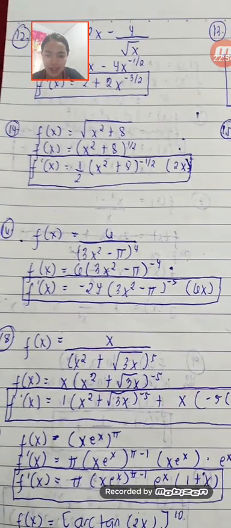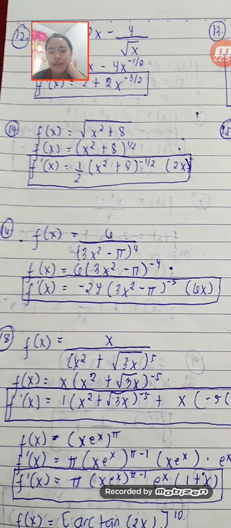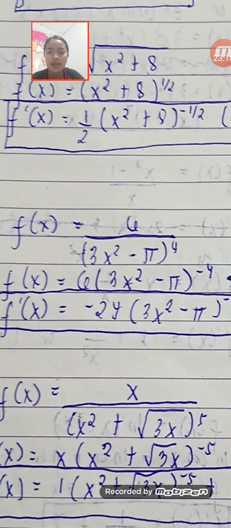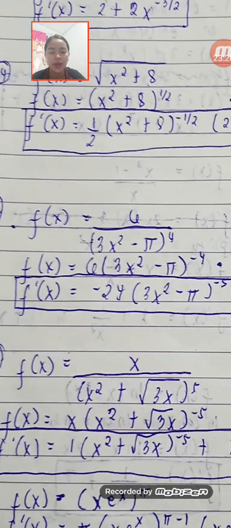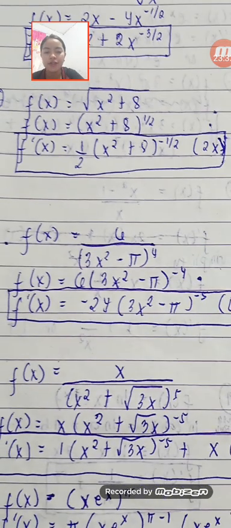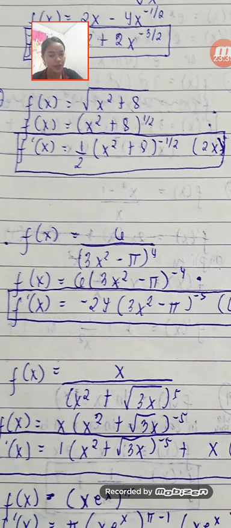For item number 16, we have here f of x equals 6 over 3x squared minus pi raised to the power of 4. So in this one, it's very complicated when we differentiate this one. That's why we need to simplify this first. So in simplifying this item, we come up with f of x is equal to 6 multiplied by 3x squared minus pi raised to the power of negative 4. Because again, this 4 here, when you combine this, it will become negative. So now, it's easy for us to differentiate this one. We just need to use the chain rule.